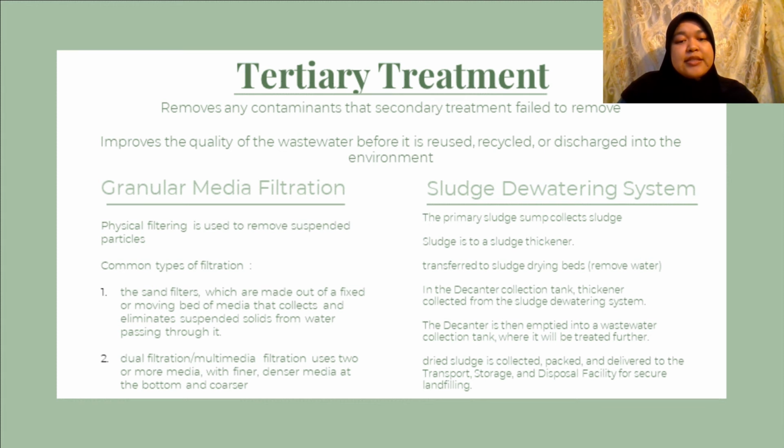And the second one is the sludge dewatering system, which starts with the primary sludge. The sump collects sludge, which is sent to a sludge thickener, then transferred to a sludge drying bed to remove the water. And in the decanted collection tank, thickener overflow is collected from the sludge dewatering system. The decant is then emptied into a wastewater collection tank, where it will be treated further. Dried sludge is collected, packed, and delivered to the transport, storage, and disposal facility for secure landfilling.